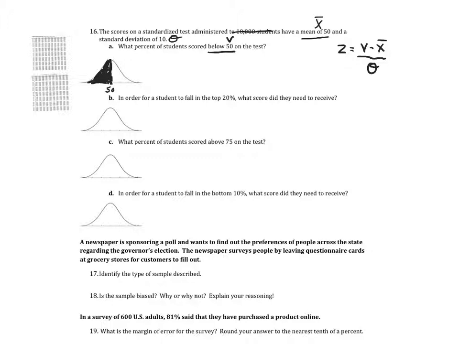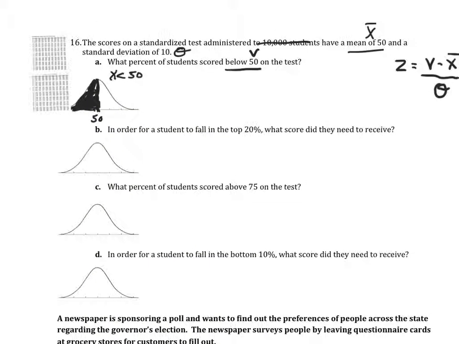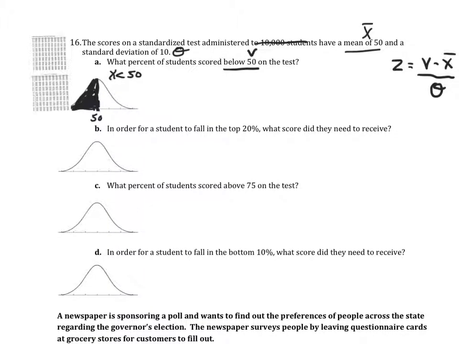And I'm just going to write X is going to have to be less than 50 also. All right, let me zoom in here a little bit. So we're going to plug in our numbers into our formula. So we're going to have z equals our number of interest, which is 50, subtracted from our mean, which is 50, divided by our standard deviation, which is 10. So 50 minus 50 is 0, divided by 10, so our z-score is 0.00.